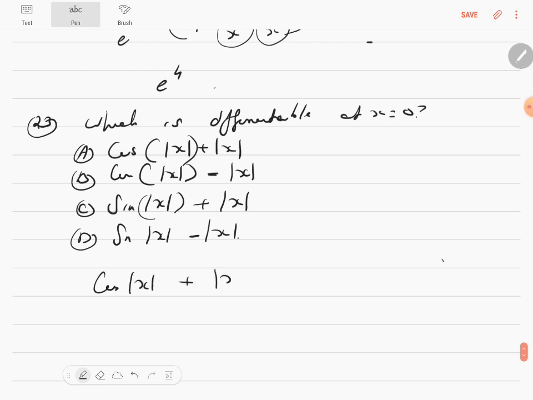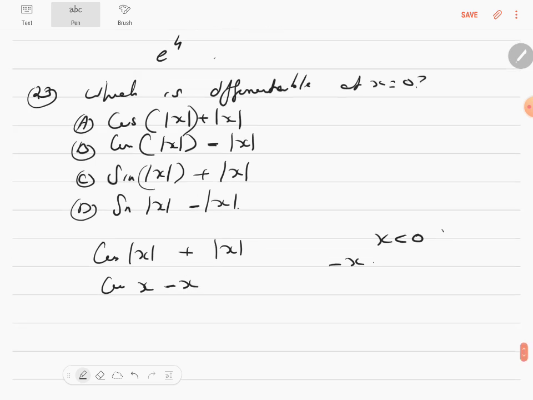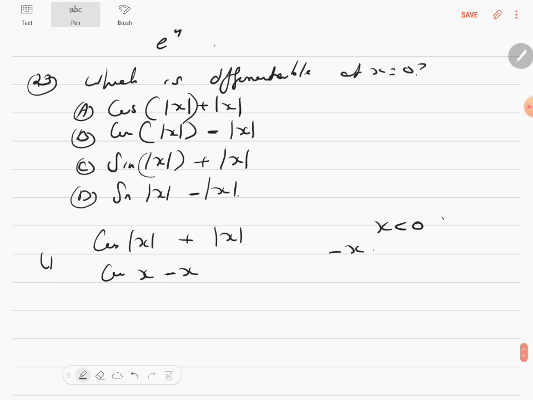You know that when x is less than 0, mod x will become minus x. When you put cos of minus x, it will anyway be cos x, and this becomes minus x, when x is less than 0. If you approach the limit of x tends to 0 from the left, it's about differentiability, right? Anyway, let's differentiate it and see. So it's the limit of f dash of x as x tends to 0 from the left. This is the function, and you have to differentiate this. You get minus sine x minus 1, and you put x as 0 here, you get minus 1 to be the answer. So this is the condition for x less than 0.